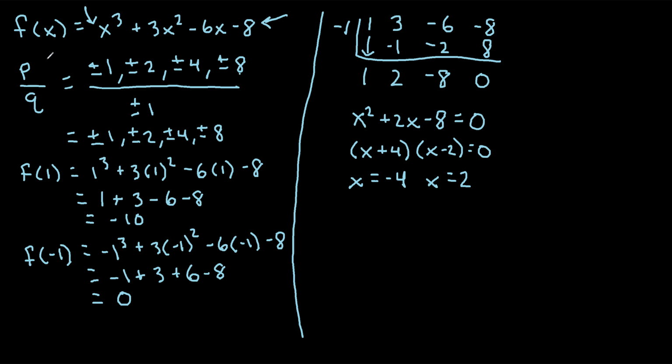So the zeros of this original polynomial function turn out to be -1, -4, and 2. If we plug in any of these numbers for x in the original equation, it will equal 0. So those are our 3 zeros of the polynomial function.